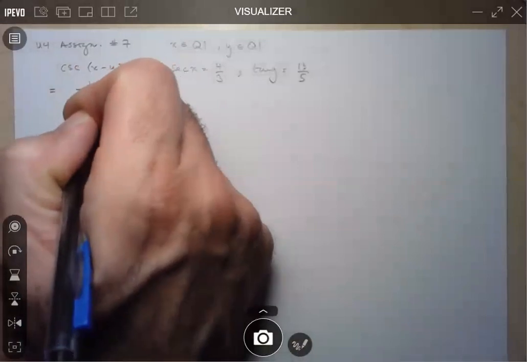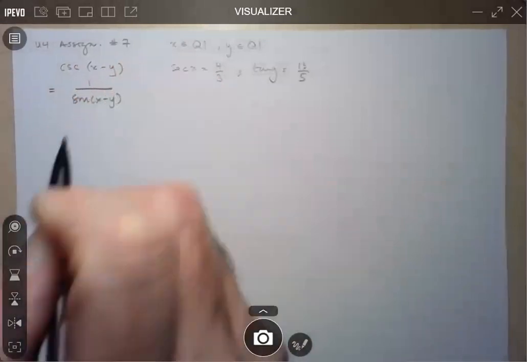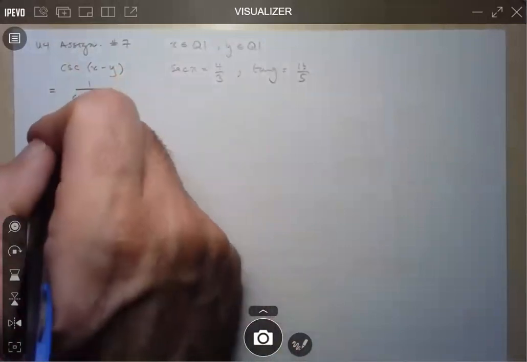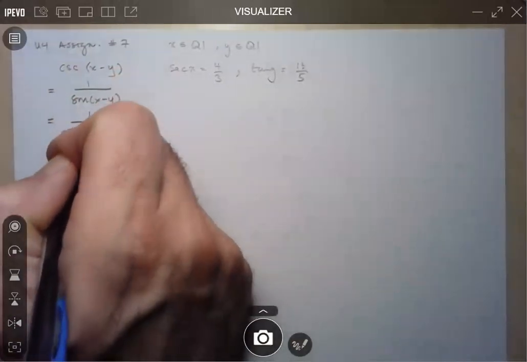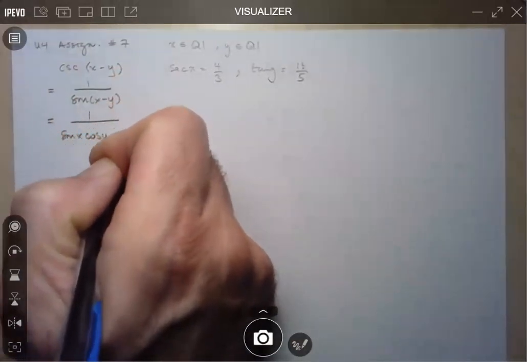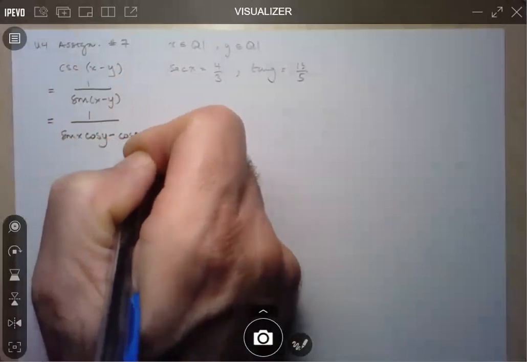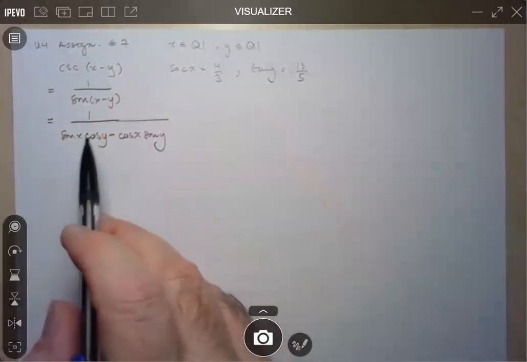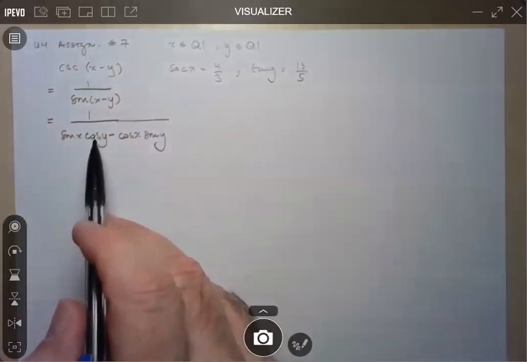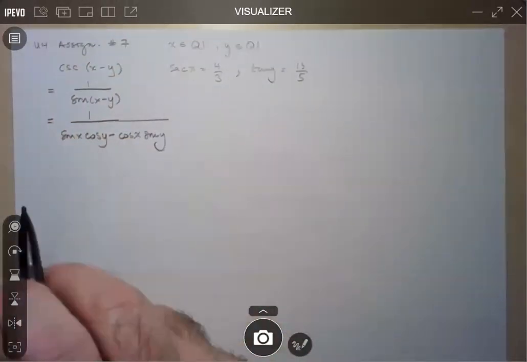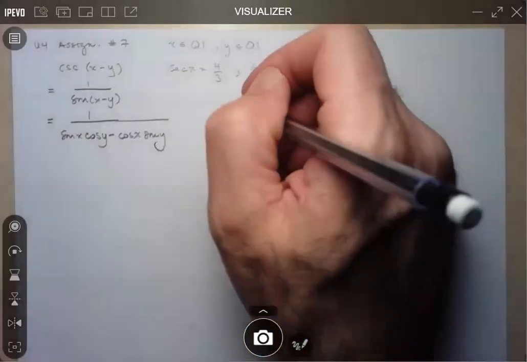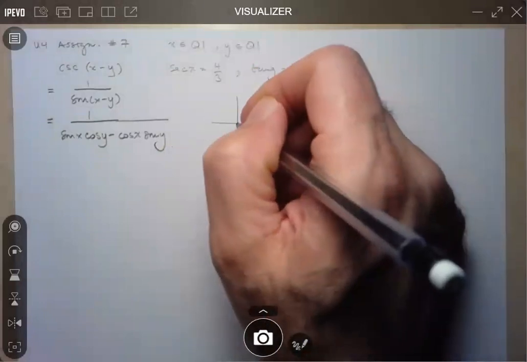I have a formula for sine of x minus y. So step number one is turn it into an expression that I can associate an identity to. So this is 1 over sine of the first times cos of the second minus cos of the first times sine of the second. And so essentially I need to find sine of x, cos of x, sine of y, cos of y, using this information. The fact that they're giving me this geometric information tells me that I should be drawing a diagram.